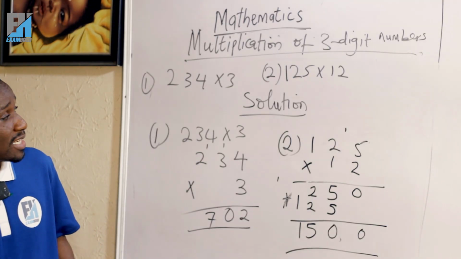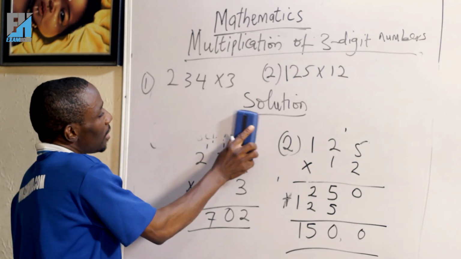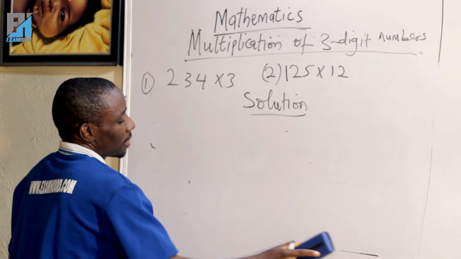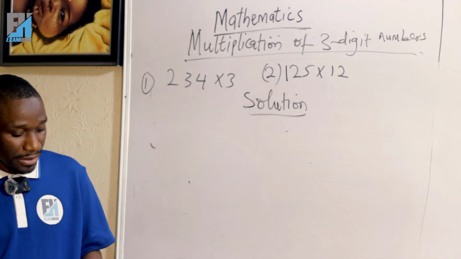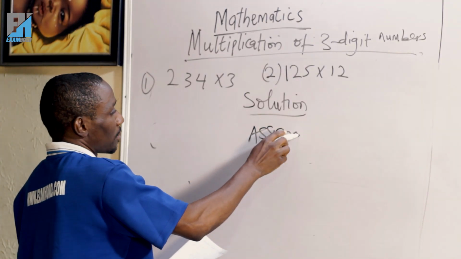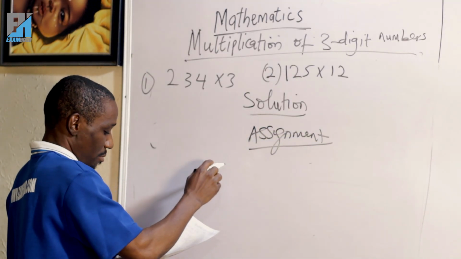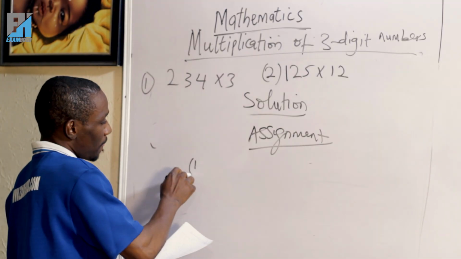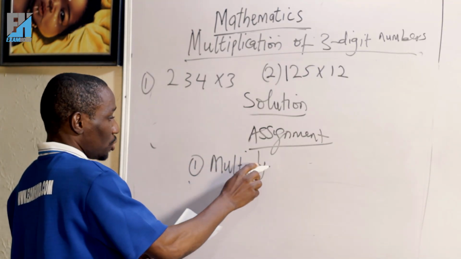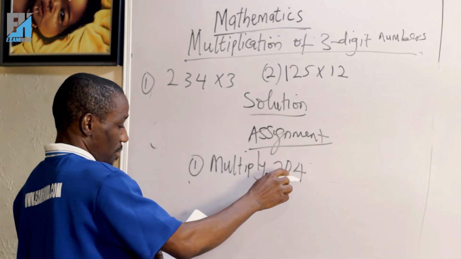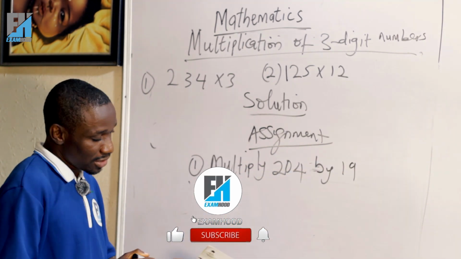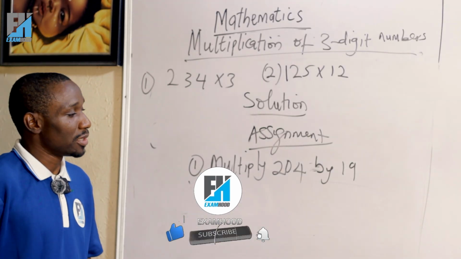So remember, I told you in our last class that I'm going to give you a classwork or an assignment. So let's have the assignment. Multiply 204 by 19. So do that and drop your answer in the comment section.